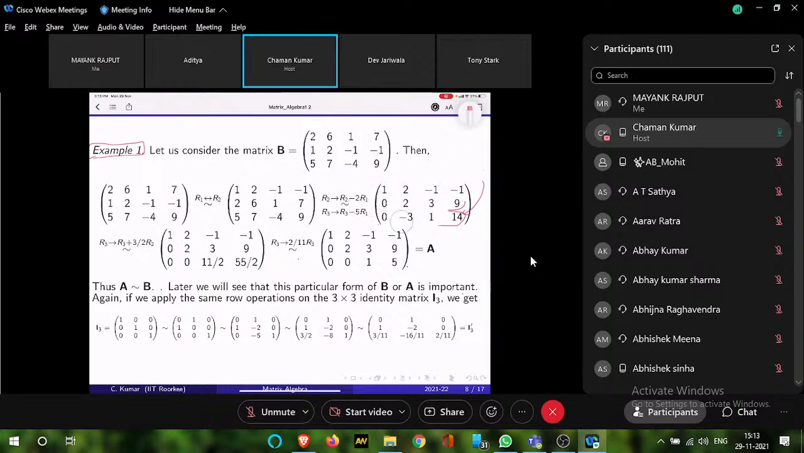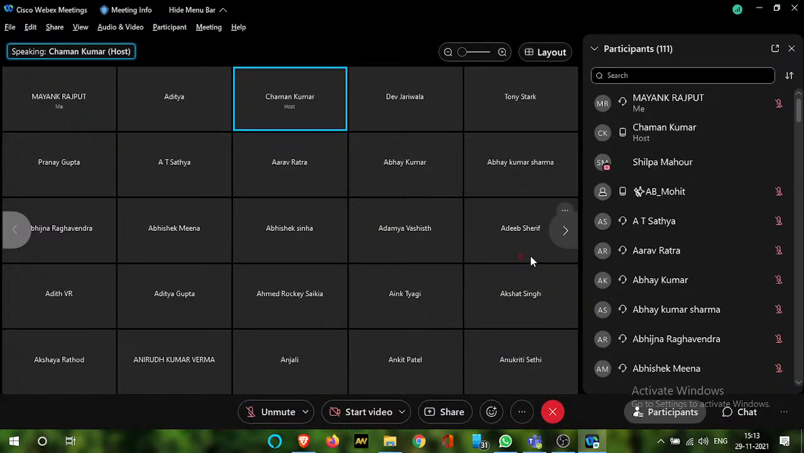Now you can do the same operation, one more operation, that divide.